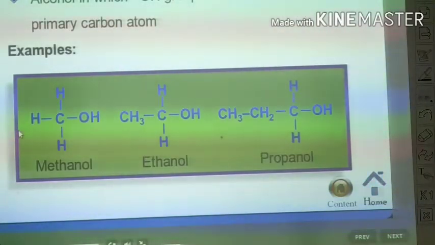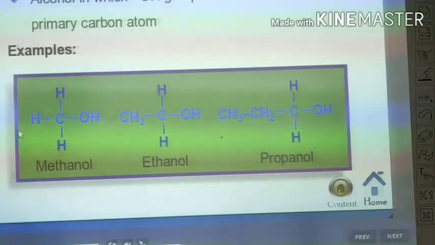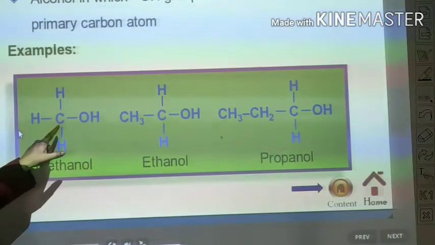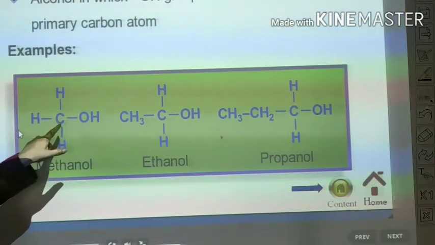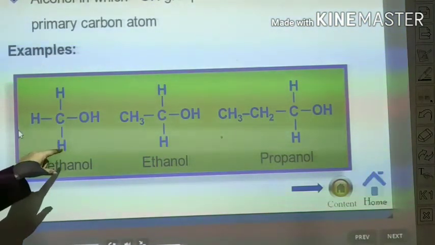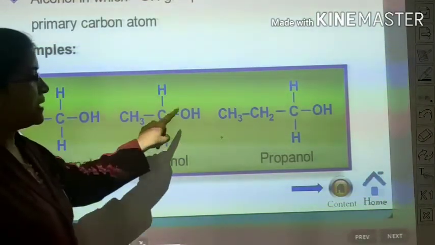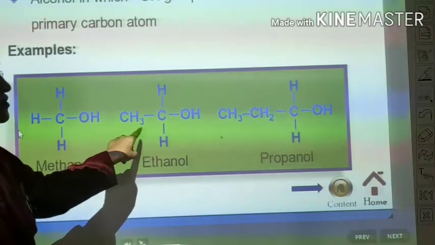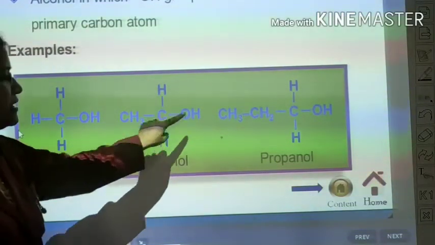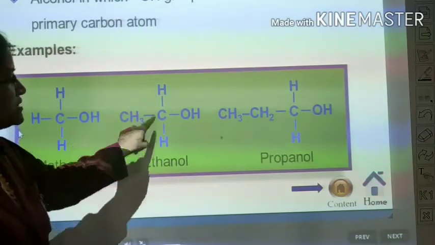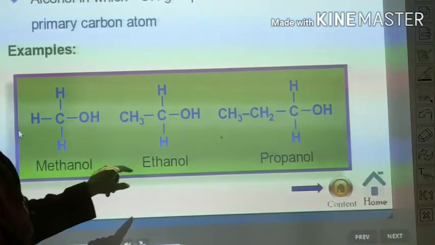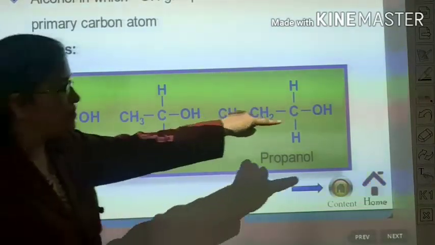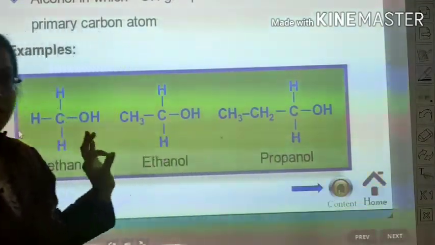In primary alcohol, the OH group is attached to the primary carbon atom. So this is the primary carbon atom where the OH group is directly attached. Then it is called primary. Look at here. This OH group is attached with this carbon and this carbon is attached with only one other carbon. Then it is called primary, or you can say the functional group of primary alcohol is CH2OH. So, primary alcohol.